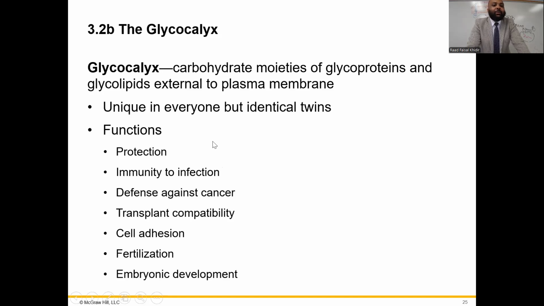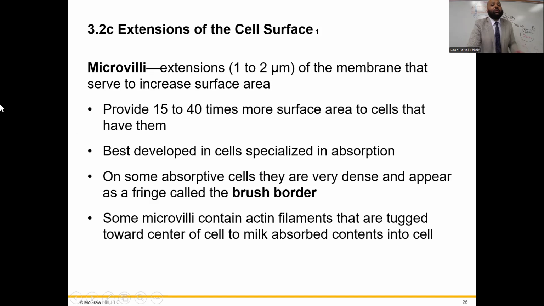So that's why the glycocalyx is important for protection, immunity to infection, defense against cancer, transplant compatibility, cell adhesion, fertilization, embryonic development. Okay, so this is golden. I was saying this earlier. So now we finished with the membrane. Now we got to talk about the extension of the membrane. How many extensions do we have? We have the microvilli, we have the cilia, we have the flagella, and we have the pseudopods. These four, you got to know them.